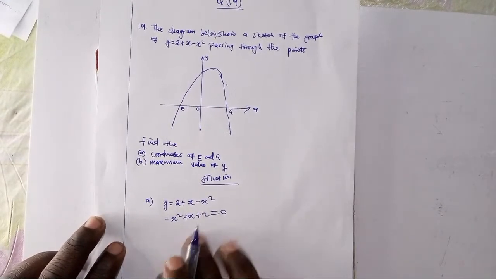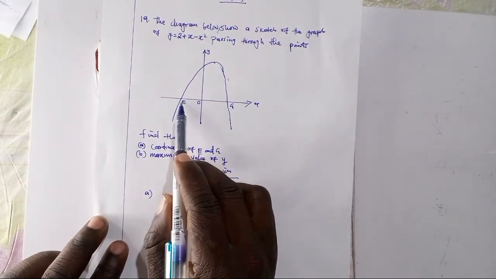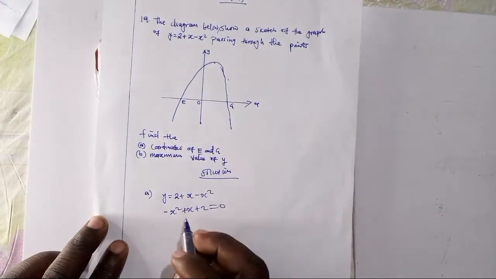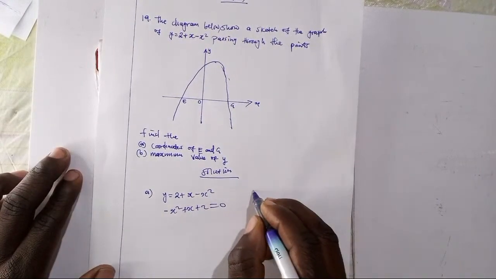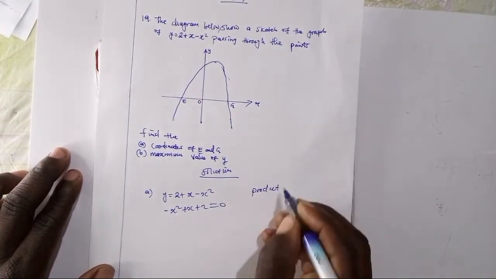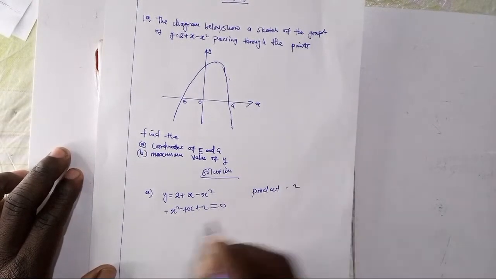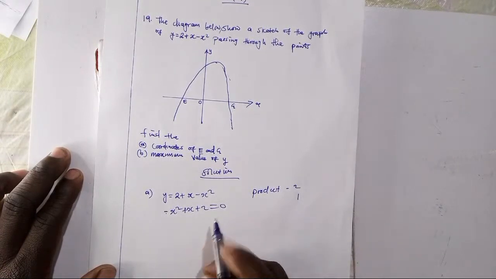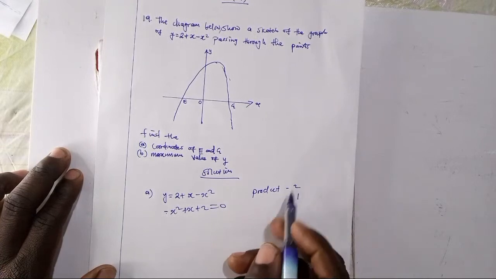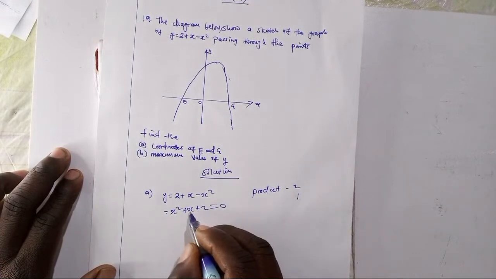So now it is easy to find the value of x. The values of x that we are asked for are E and G. So we are going to use factorization to solve this. Our product is negative 1 times 2, which is minus 2, and the sum is 1. So we are going to look for two numbers that, when you multiply, give minus 2, and when you subtract, give us positive 1.